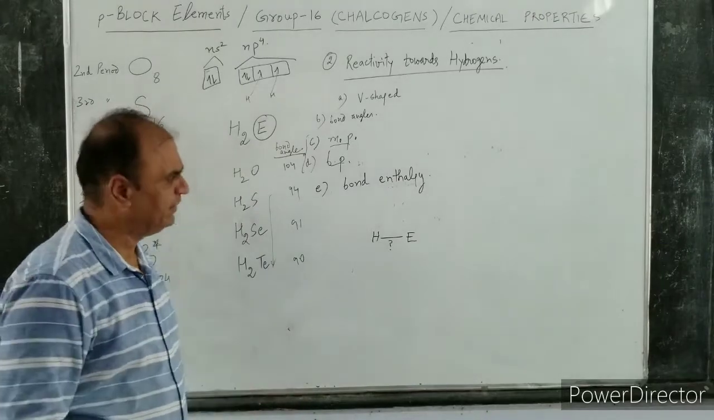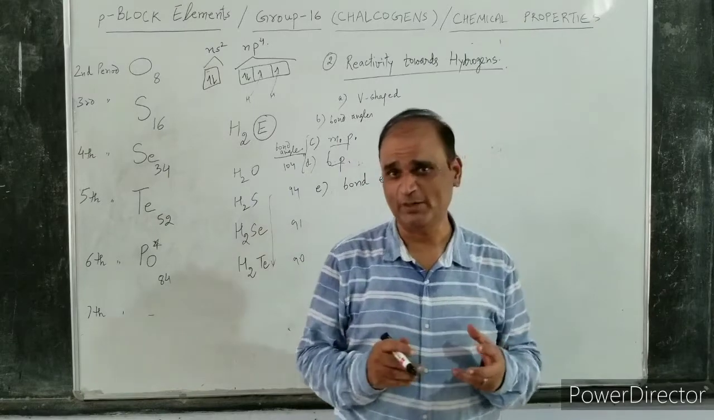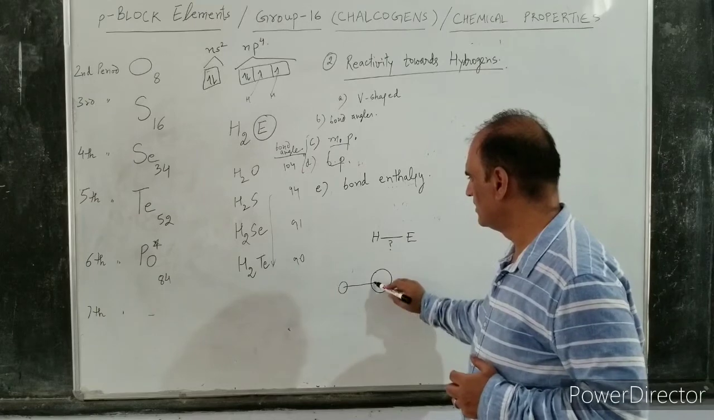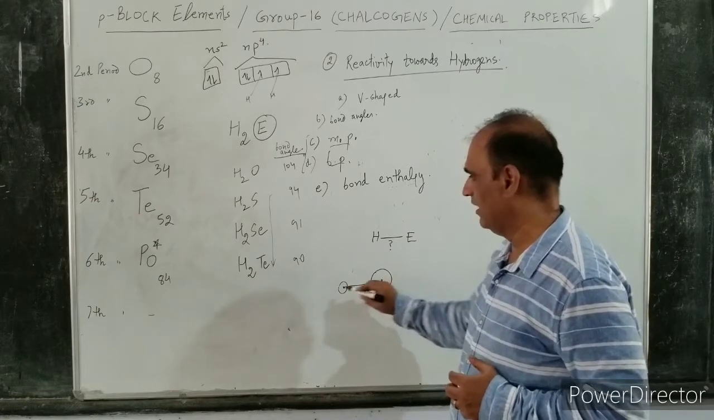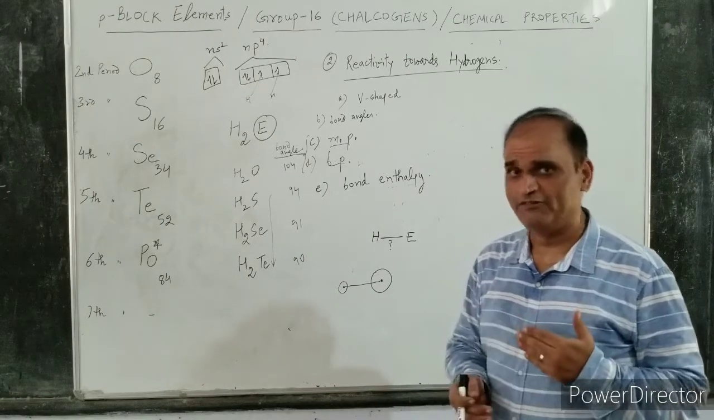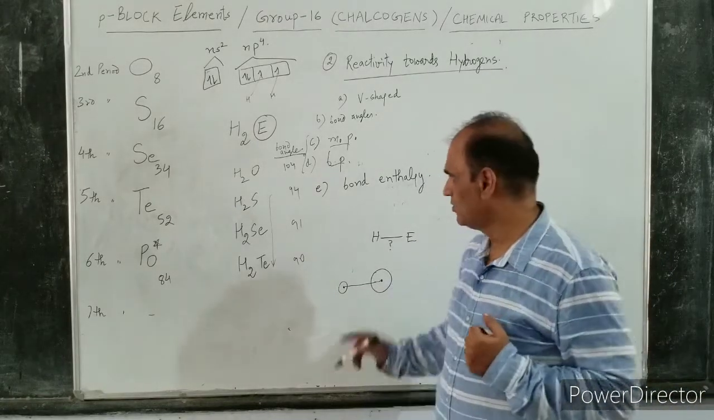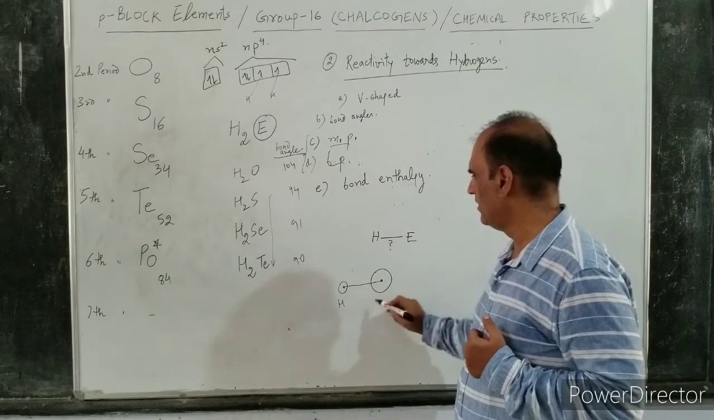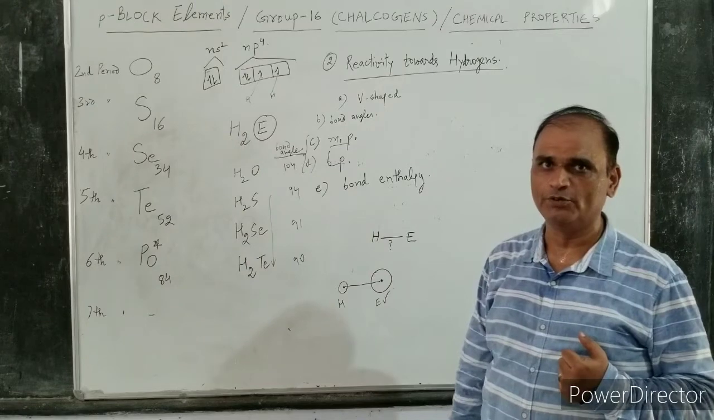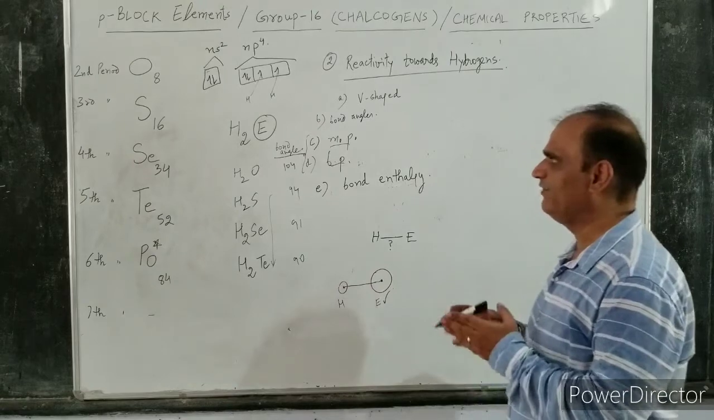It is very simple. Why decreasing? Because you know that bond enthalpy depends upon the size of atoms. When the sizes of combining atoms are comparable, the bond is stronger. When there is more difference in size, the bond becomes weaker. So on moving down the group, H remains common, but the size of the E atom is increasing. So bond enthalpy is going to decrease. And due to this decrease in bond enthalpy, it affects their stability.